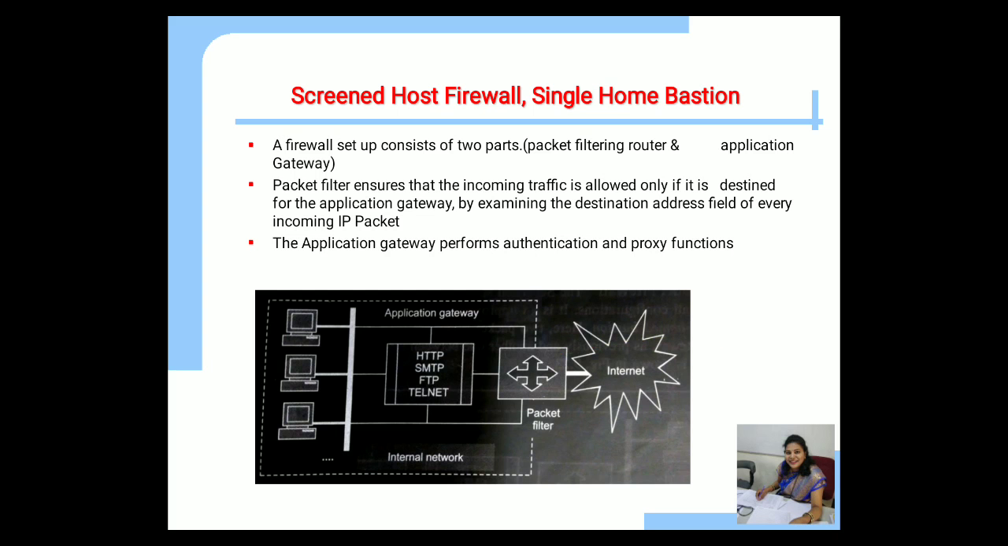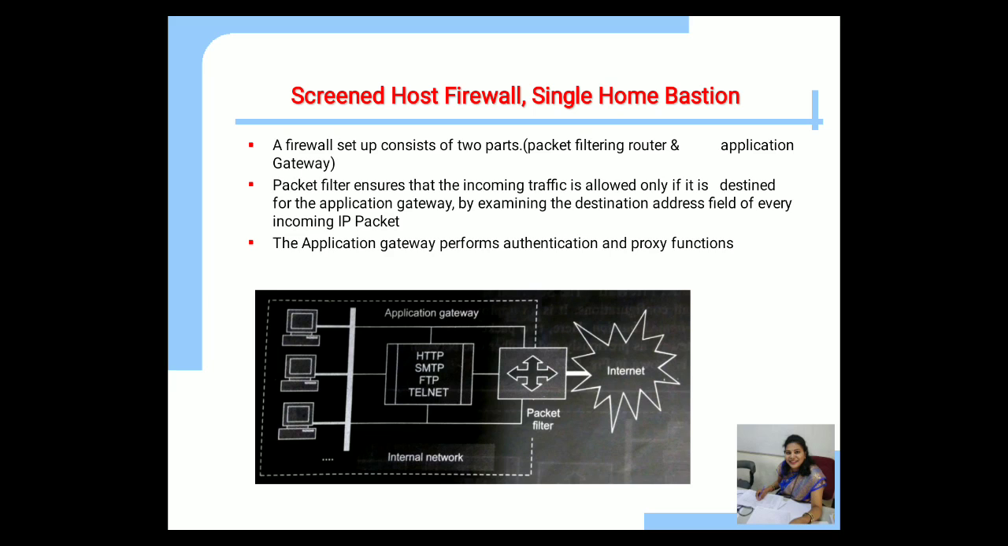The screened host firewall single homed bastion. This firewall setup consists of two parts: packet filtering router and application level gateway. You can see that in this firewall, the internet is directly connected to the packet filtering router, then the packet filtering router is connected to the application level gateway, and it is connected to the internal network. So in the internal network perimeter, there is a packet filtering router and an application level gateway.